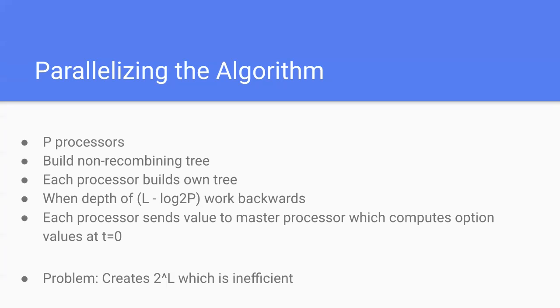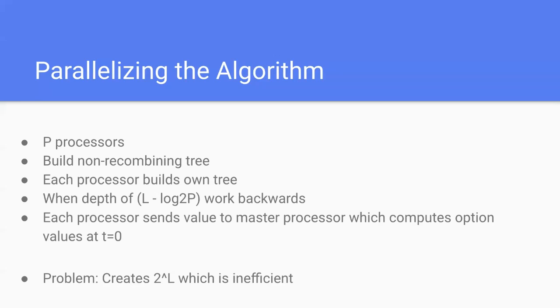As soon as a processor creates a tree with a certain depth, here L minus log 2 of P, it starts working backwards and computes option prices in every node. And at the end of the computation, each processor sends its final value to the master processor, which then computes the option value at time t equals 0.